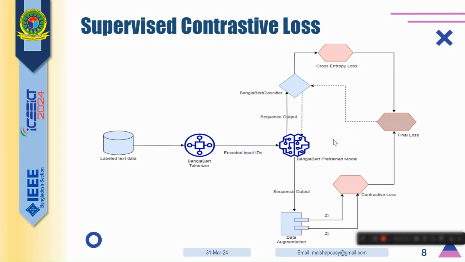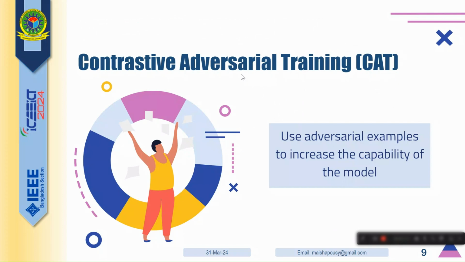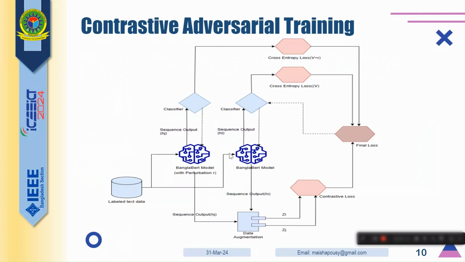So for our second loss, we have updated our data augmentation process, and it proposes a new technique, which is adversarial training, using adversarial examples instead of dropout-based data augmentation to increase the capability of our model. So here is the model architecture. Here we make a copy of our pre-trained BART model, and with the copy we add a small number called perturbation r to generate a slightly different version of our representation. We call the representation adversarial examples.